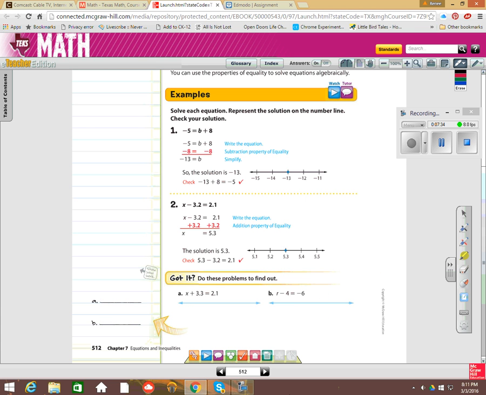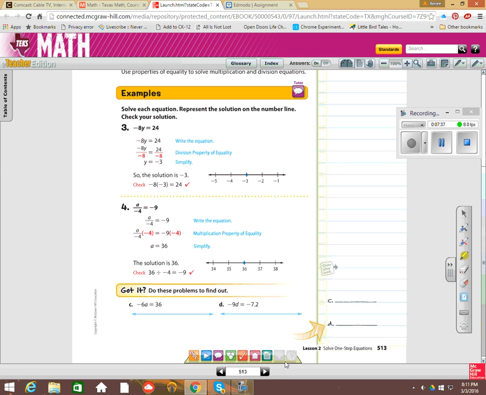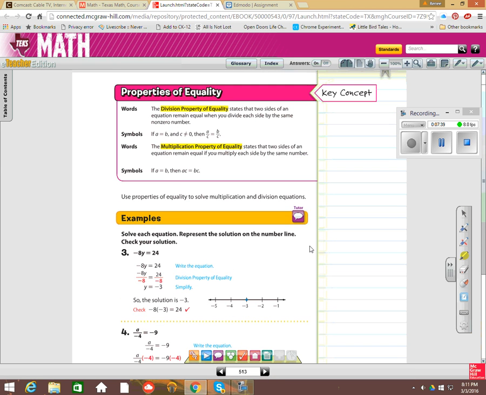Okay, let's go ahead and turn the page. And we have some more examples. This has to do with the division property and the multiplication property. Basically, in the division property, if A equals B and C isn't 0, then you can divide both sides and it still will be equal. It'll still be balanced. And in the multiplication property, you can multiply the same number on both sides of the equal sign and it stays balanced.